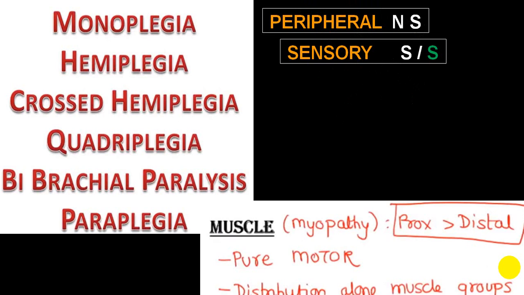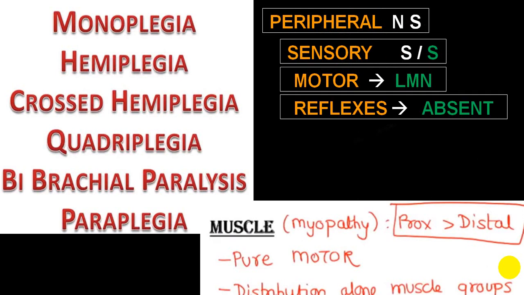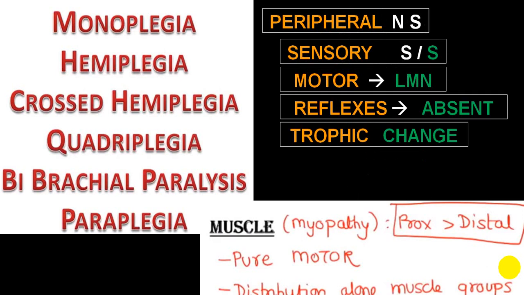Peripheral nerve involvement, sensory nerve involvement, motor involvement, reflexes, trophic changes. So in a peripheral nerve damage, sensory findings will be there, motor will be lower motor neuron, reflexes will be absent, and trophic changes will be there because of sensory involvement.